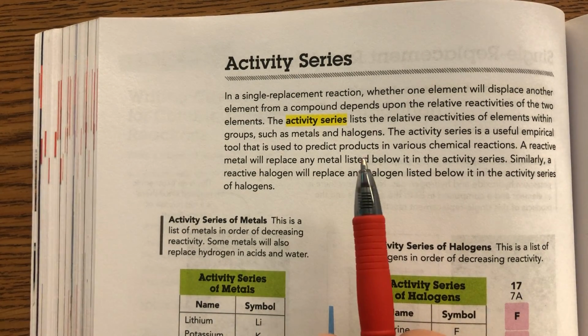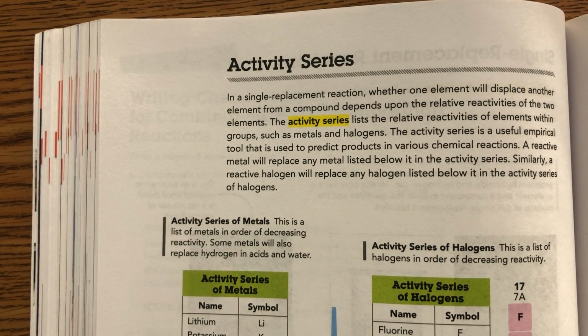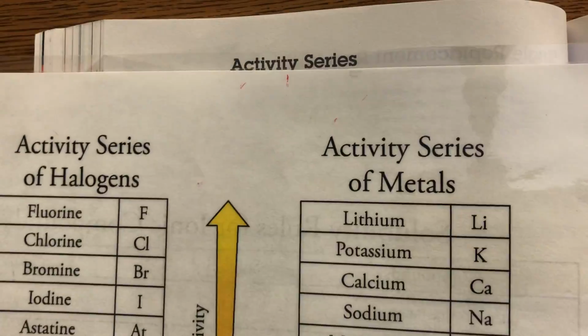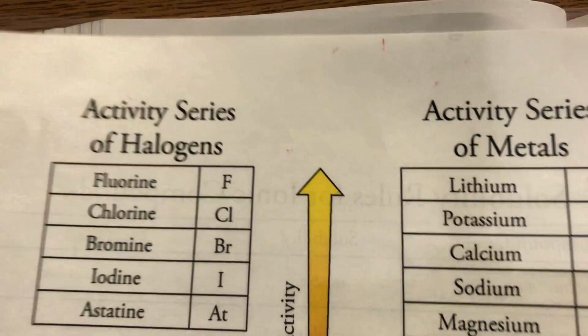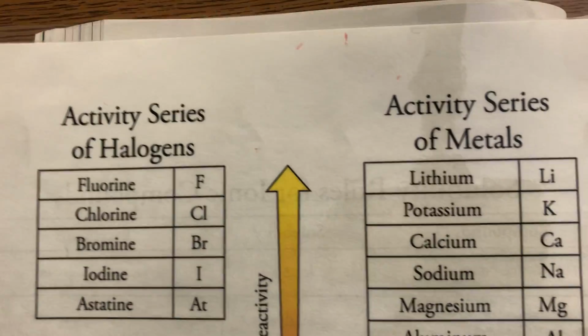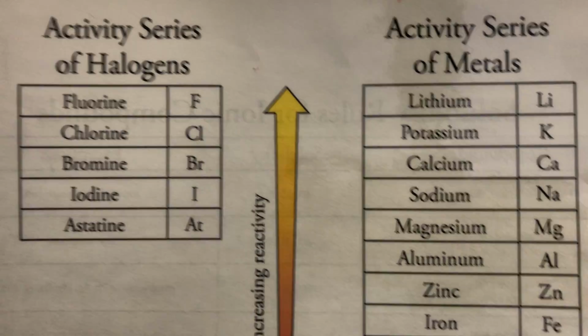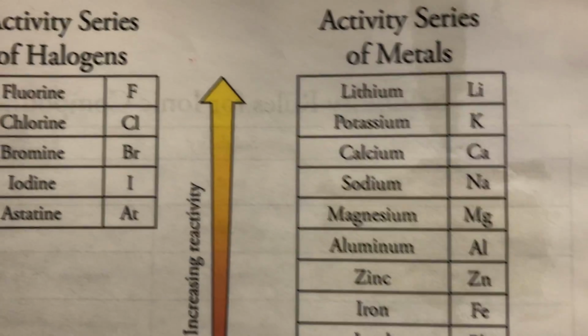So the activity series lists the relative reactivities of elements within groups, such as metals and halogens. So in class, I've got this table for you, okay? It's laminated, you see how it's kind of shiny, okay? It's gray, and it's in the folder up in the front of the class, and you can go grab one of these when you're working on these problems, okay? And you can use this on your test as well. You do not have to memorize this, okay?